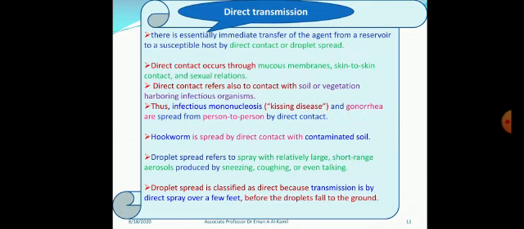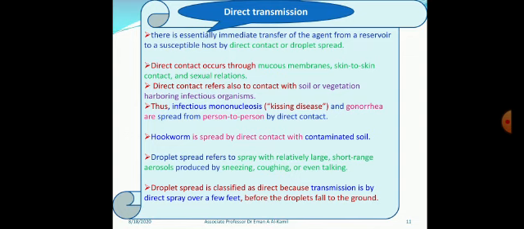Direct transmission is essentially the immediate transfer of the agent from the reservoir to a susceptible host by direct contact or by droplet spread. Direct contact occurs through mucous membranes or skin-to-skin contact and sexual relationships, such as different types of sexually transmitted diseases, or by skin contact, as we mentioned in scabies. Direct contact also refers to contact with soil or vegetation harboring infectious organisms.